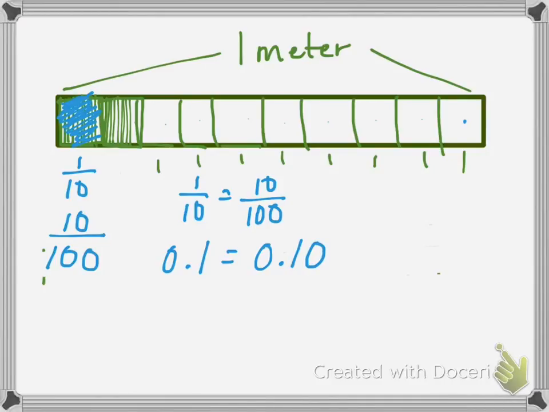Okay, this is really important to understand. Just because I have that 0 right here, it doesn't actually change how much is shaded. 1/10, 10 hundredths. If I were to cross off that 0, I'm still left with 0.1, 0.1.